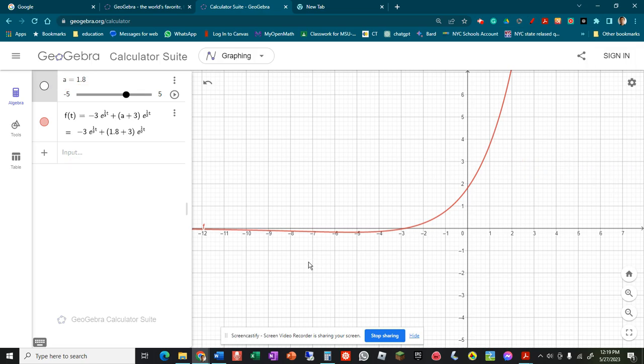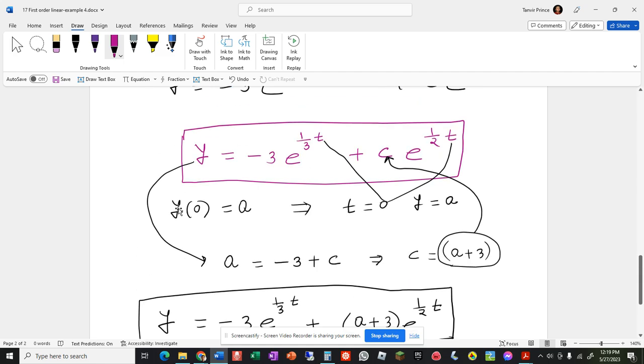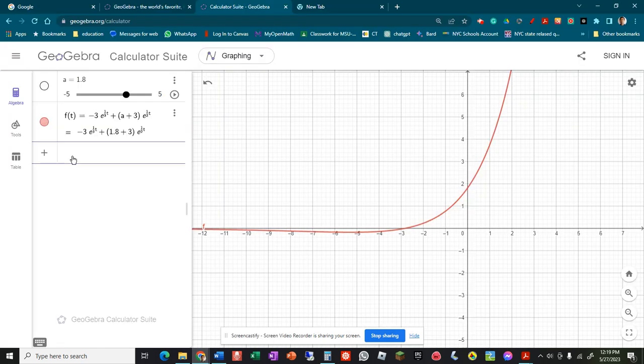If you think about this graphically, the initial condition y of 0 equals a is simply a point, 0 comma a. Where is 0 comma a? I'm just going to put 0 comma a, so you can see it.